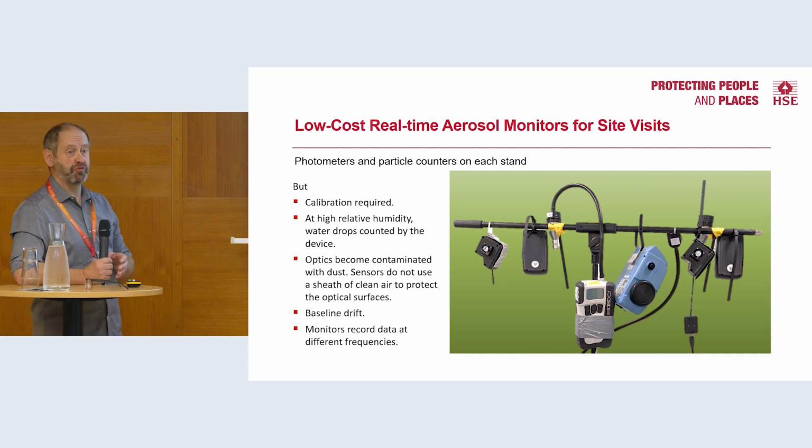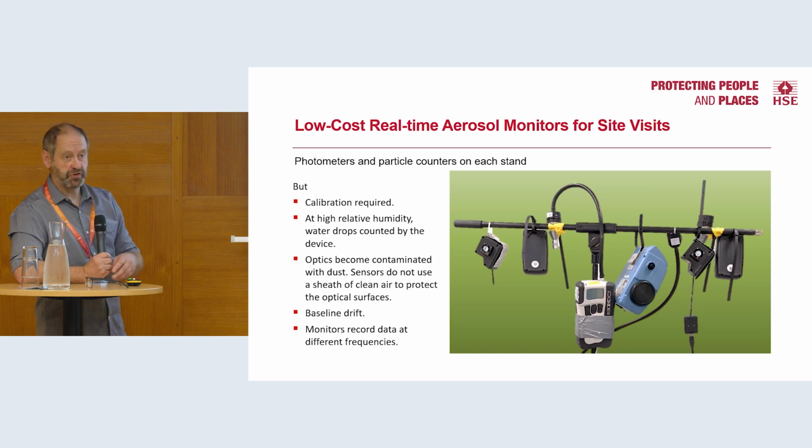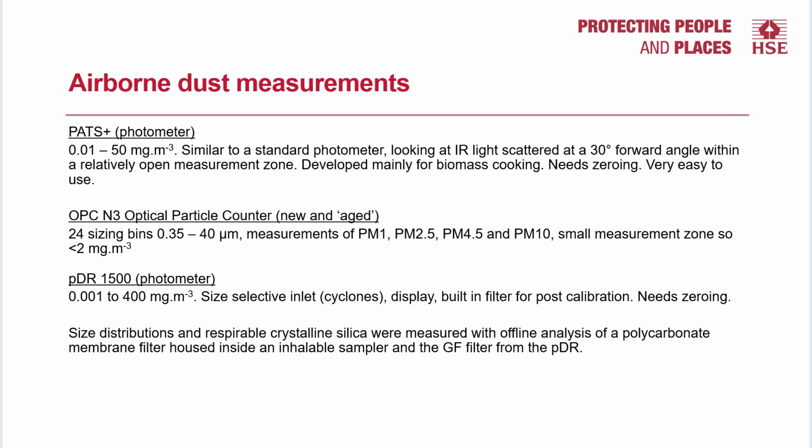You've seen reasonable results in the laboratory, but when you go out into the real world, you do have calibration issues. You can run into problems with high relative humidities causing troubles with the internal optics of the device. And this can cause baseline drift. And something that's also mildly annoying is they all record at different frequencies, making data crunching harder. You can see here, these are the monitors we used out in the site visits. We've got two optical particle counters, two photometers, cyclones there, and IOM sampling heads.